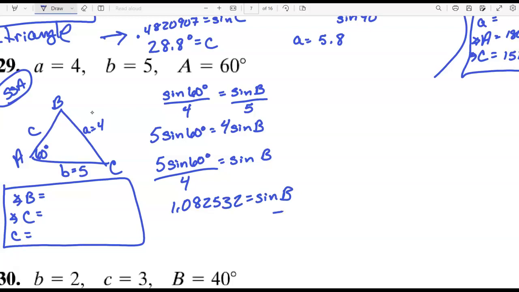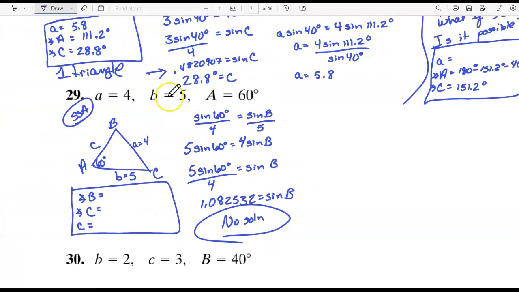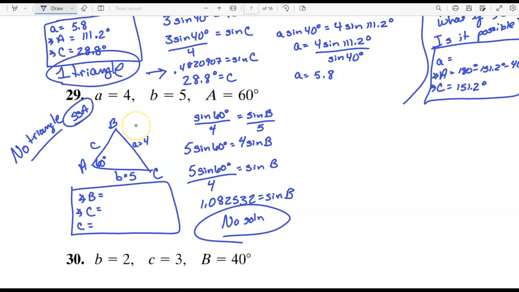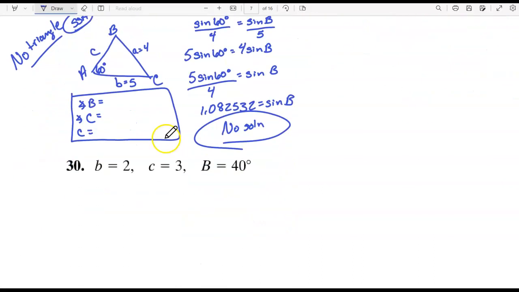Okay, but we know when we take the inverse sine of something bigger than 1, we have a problem. There's no solution to that. If you were to try that in your calculator, you're going to get an error. So what that tells us is it's not possible to create a triangle with this information. So we would say there's no triangle that satisfies that information. So our first one resulted in one triangle. This one resulted in no triangles.